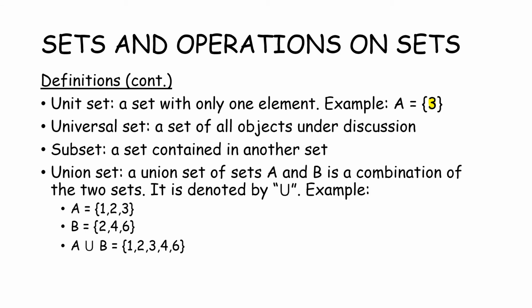A union set of sets A and B is a combination of the two sets, and it is denoted by the union symbol. An example is the set A is equal to 1, 2, 3, and set B is equal to 2, 4, and 6. As such, A union B is equal to 1, 2, 3, 4, and 6. Please note that numbers that appear in more than one set are recorded only once in the union set. For example, the number 2. Here's a graphical depiction of a union set.